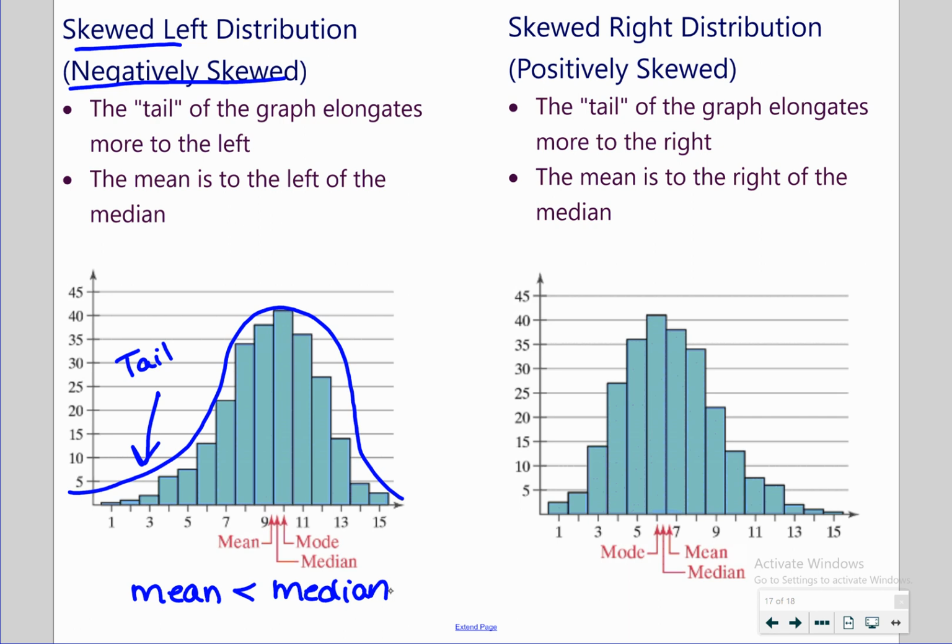Skewed right is just the opposite. We say it's positively skewed. It has a tail on the right, and this time the mean is greater than the median. So if they're close together, it's going to be symmetric or uniform. If the mean is smaller, it's being pulled to the left, skewed left. If the mean is greater, it's being pulled to the right, skewed right. We just want to know those four terms. That's it.